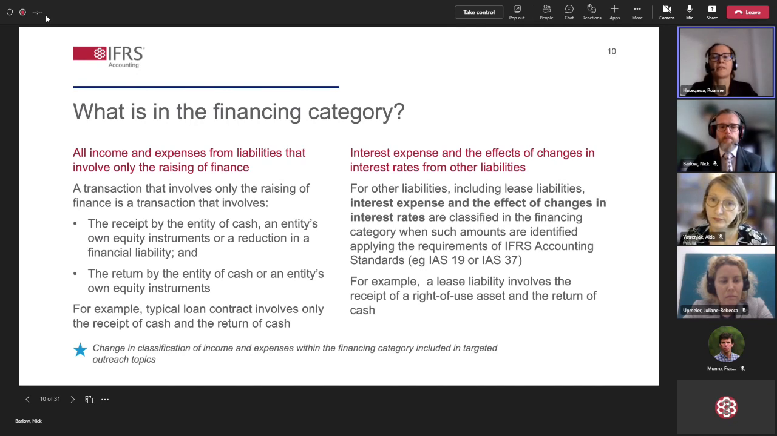For other liabilities that do not involve only the raising of financing, such as decommissioning provisions, defined benefit liabilities and lease liabilities, an entity would classify interest expense and the effects of changes in interest rates in the financing category when such amounts are identified applying the requirements of IFRS accounting standards, such as IFRS 16, IAS 19, and IAS 37.